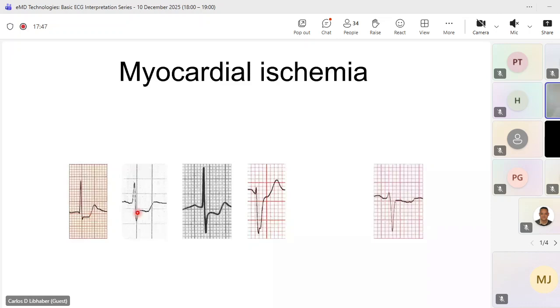Through here, through here. This one is horizontal. This one is downsloping, downsloping. Here is hard to say because the QRS is wide. So it could be because of the wide QRS.